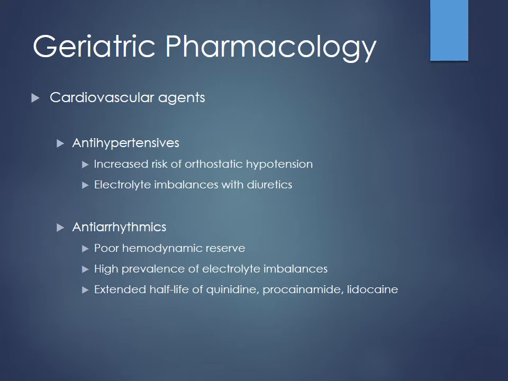Go back to cardiovascular meds. Obviously, antihypertensives can lead to hypotension. You can see issues like electrolyte imbalances with diuretics, things like that. And antiarrhythmics can be potentially problematic, especially when you have patients who have changes in electrolytes, especially due to renal function. There's a new drug we covered briefly in the antiarrhythmic section.